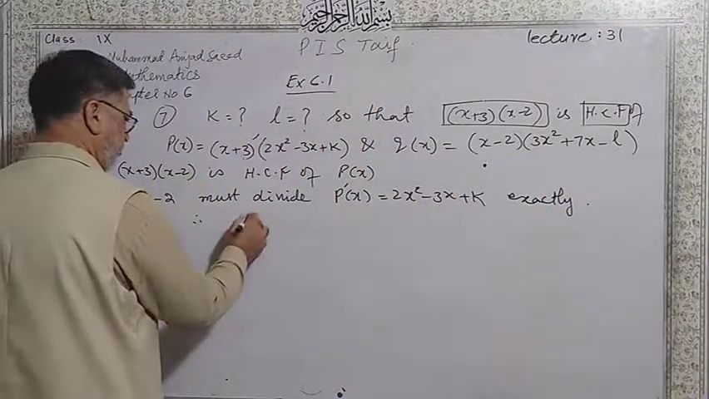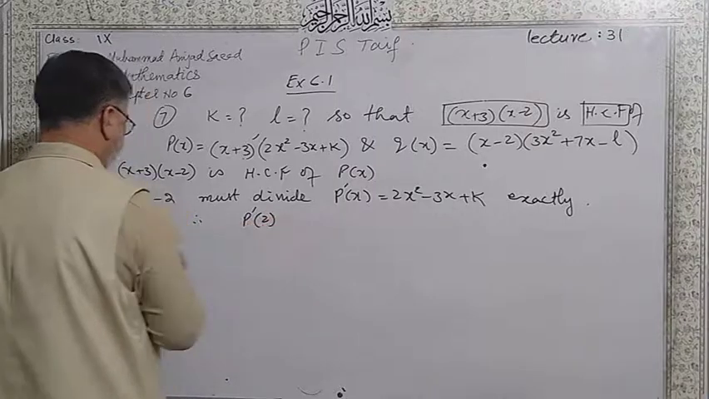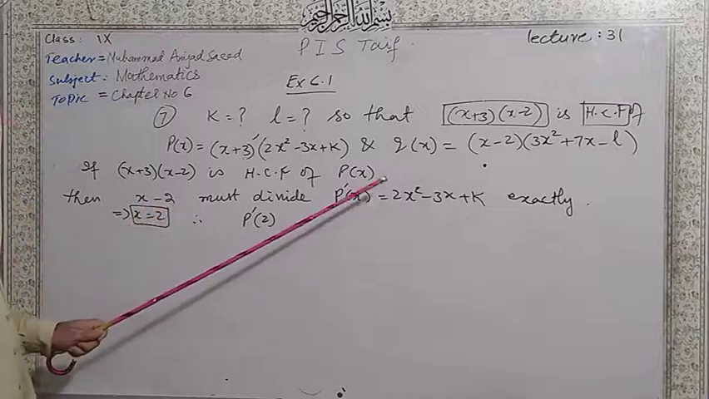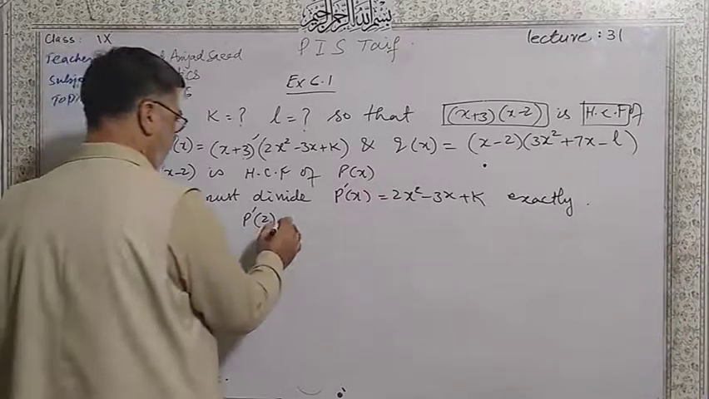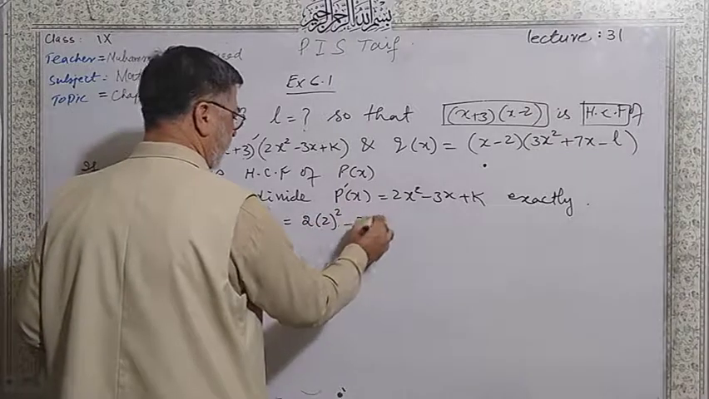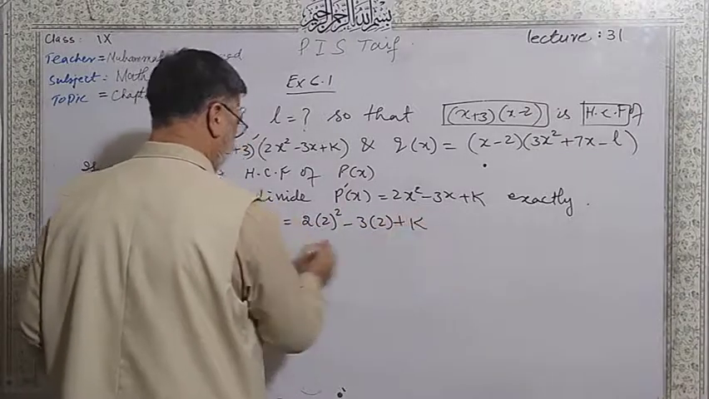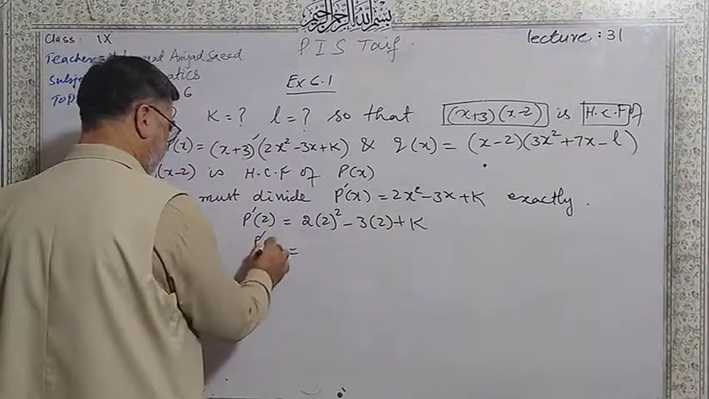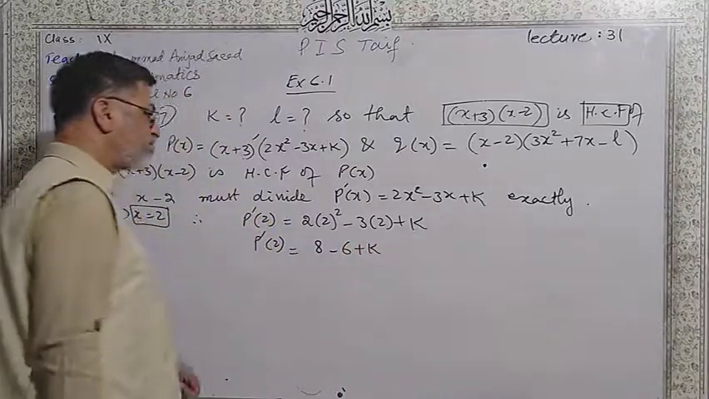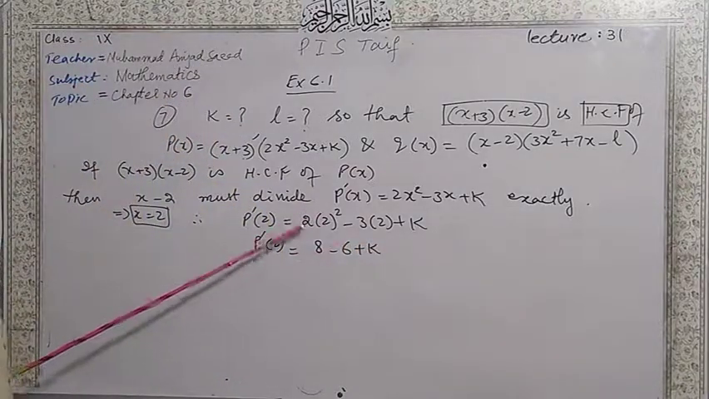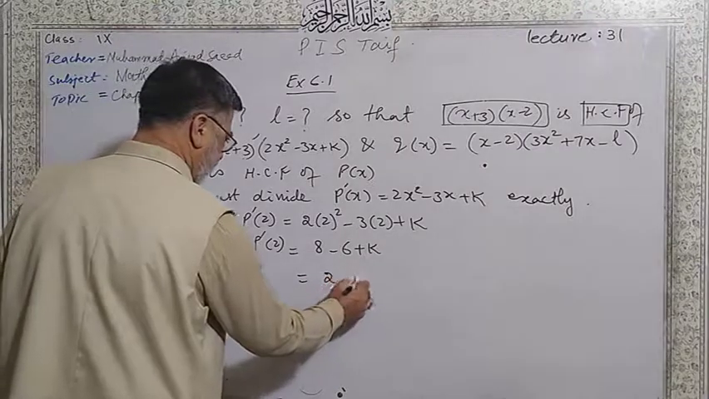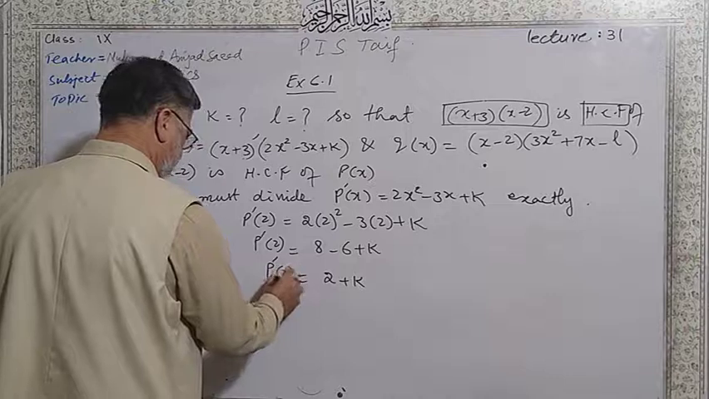Therefore, P dash of 2, here you will apply x is equal to 2. In this polynomial, P dash of 2 is equal to 2 into 2 square minus 3 into 2 plus k. P dash of 2 is 8 minus 6 plus k. 2 square is 4, 2 into 4 is 8, 8 minus 6 is 2, so that will be 2 plus k.